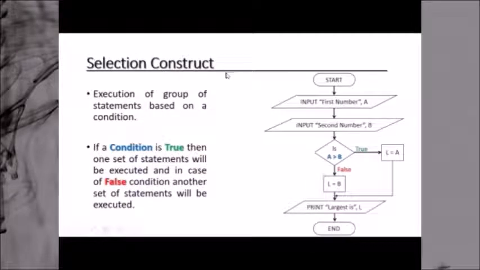Then we have the selection construct: execution of a group of statements based on a condition. As I told you earlier, there is a condition. If the condition is true, we perform one set of operations, and if the condition is false, we perform another set of operations. So if a condition is true, one set of statements will be executed, and if the condition is false, another set of statements will be executed.